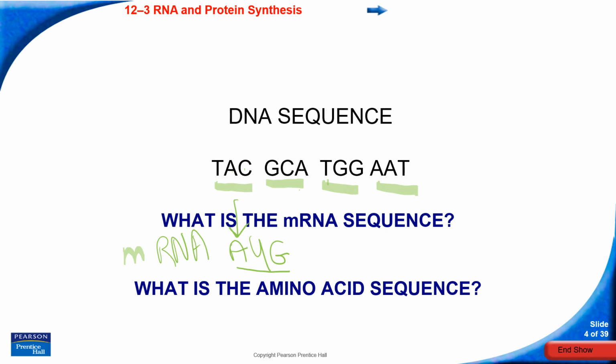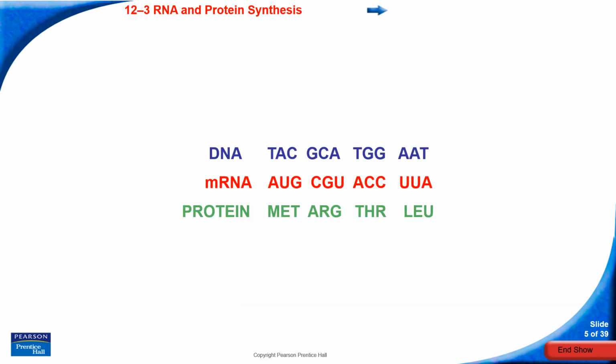So you would do all 4 of these to get what the mRNA is and then what the amino acids are. So this is the answer to that. If you tried it, you can check and see if you got it right. TAC in the DNA becomes AUG in the RNA. And if you look that up on the table, that's methionine, which is the start codon.